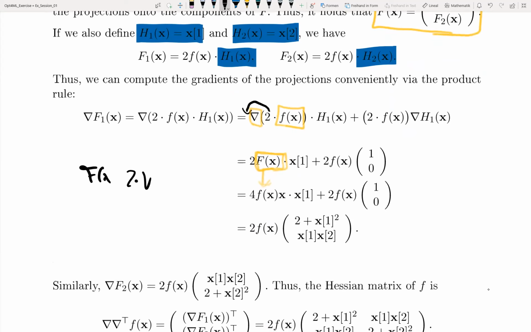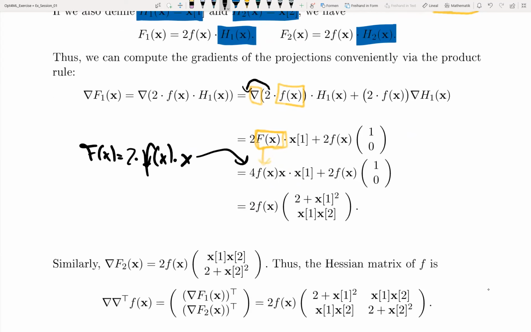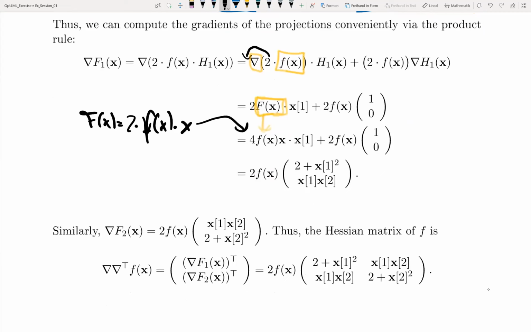So f of x is nothing else than 2 times f of x times x. This is what we use here. Plug it in, the rest stays the same. And now we write it in a more compact form, just to realize what is vector valued and what is scalar valued.